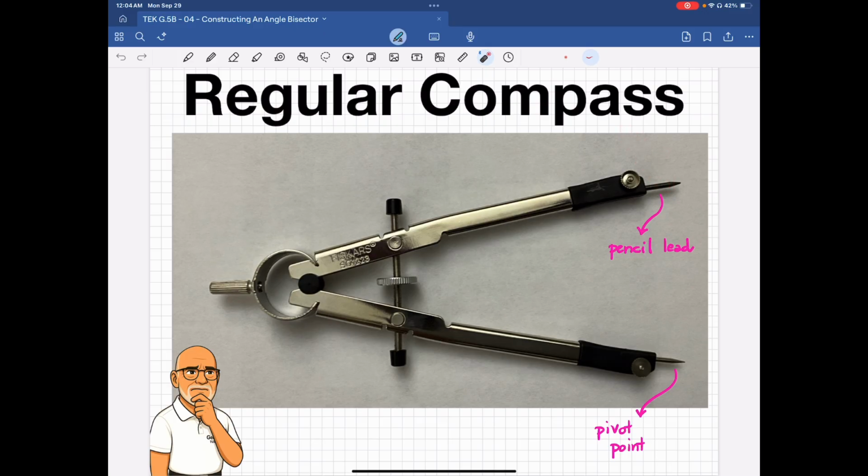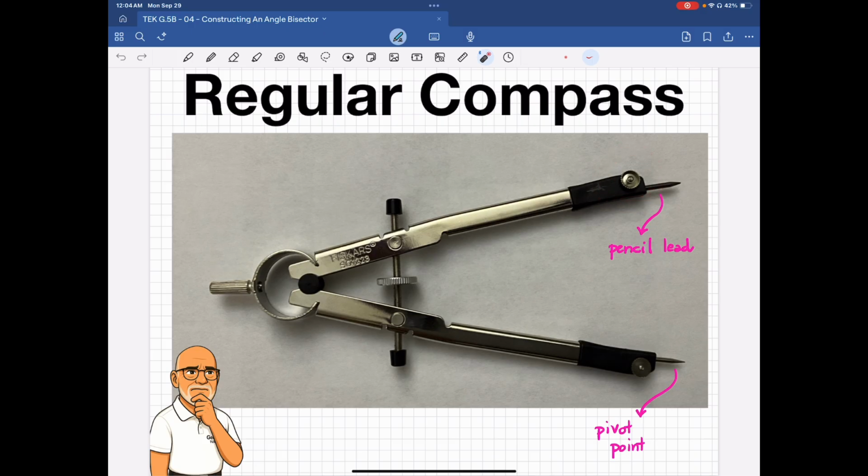Now notice on this particular compass, you have these little turn knobs here. You don't want to mess with those. The reason is because they're very fragile, and if you open them or close them, the lead falls out on this side, or the anchor point falls out on this side. And sometimes these are so fragile that they're easy to break.